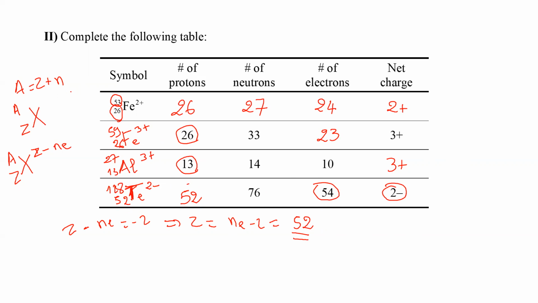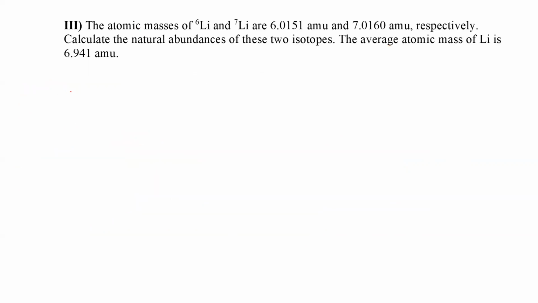Okay. So when you go to exercise number 3, here the atomic masses of lithium-6 and lithium-7 are given, and they ask us to calculate the natural abundances of these two isotopes, knowing that the average atomic mass of lithium is 6.941. So we can remind ourselves what the average mass, M average, is.